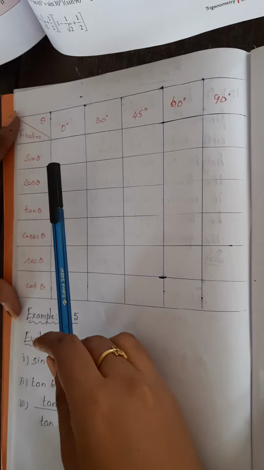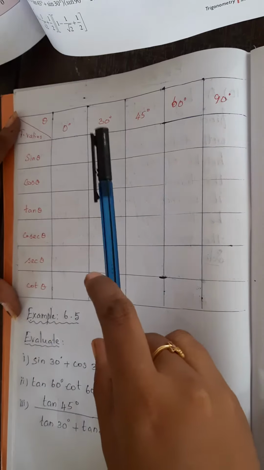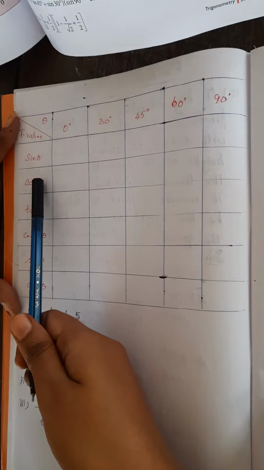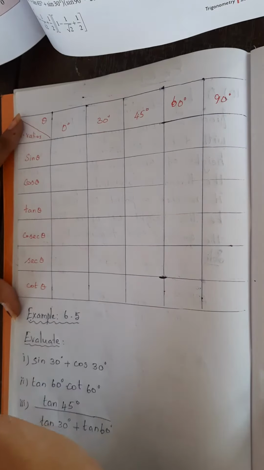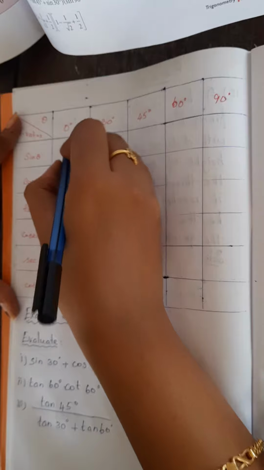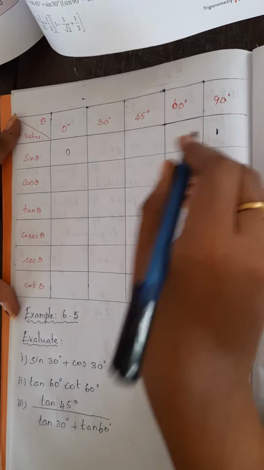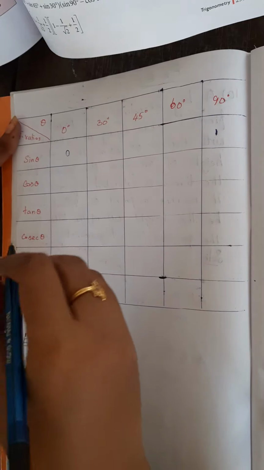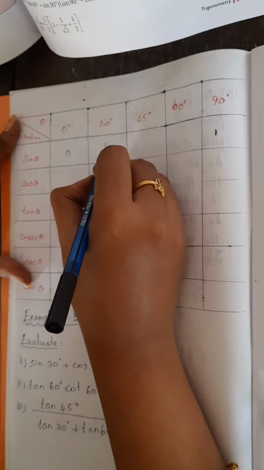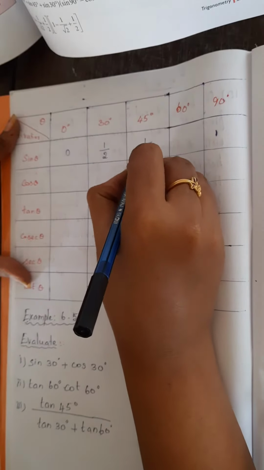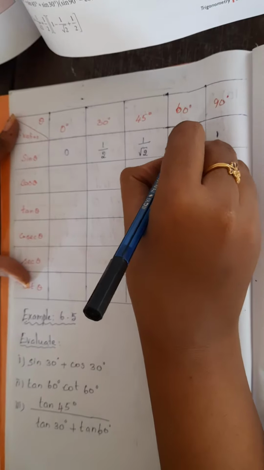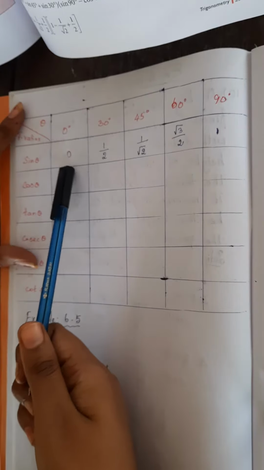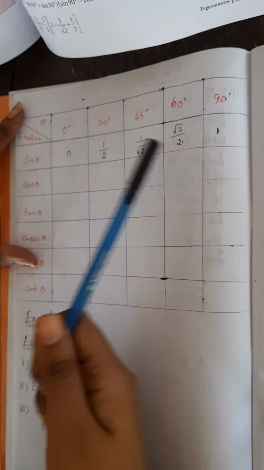Listen, if you know one value, you can write the remaining. How? The sin theta value always lies between 0 and 1. So the first value is 0, the last value is 1. Also, that should be in ascending order. So the values will be 1 by 2, 1 by root 2, root 3 by 2. So this is the sin theta value. Remember this, sin theta value always lies between 0 and 1.